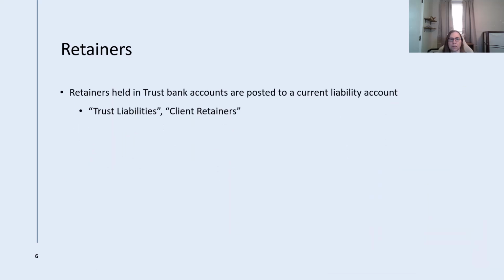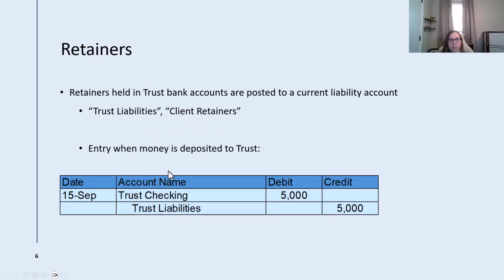Now, as far as the accounting is concerned, these retainers that are held in the trust bank accounts would be posted to a current liability account. I've seen a lot of different names for this account, but probably the most common ones are something like trust liabilities or client retainers. When a deposit is made into trust, let's say they collect a $5,000 retainer from a client, that would be debited to the checking account, to add to the checking account, and credited to trust liabilities, which would be adding to a liability account.